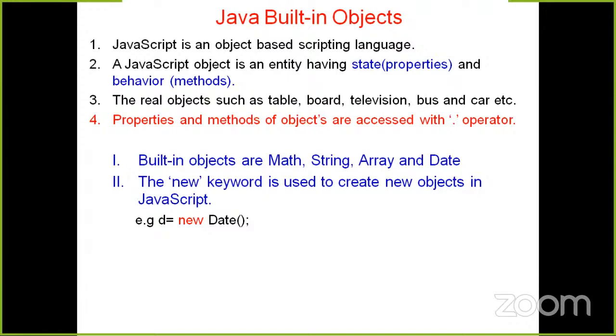Likewise, these are the methods or the properties associated with the car. Now, how are you going to access these properties and methods of the object? Using the dot operator. Now there are some built-in objects available in JavaScript. These are Math, String, Array, and Date. So we will learn one by one how we are going to create an object.